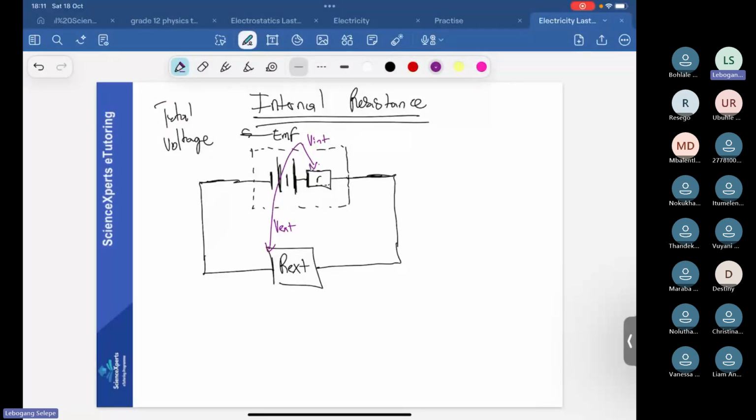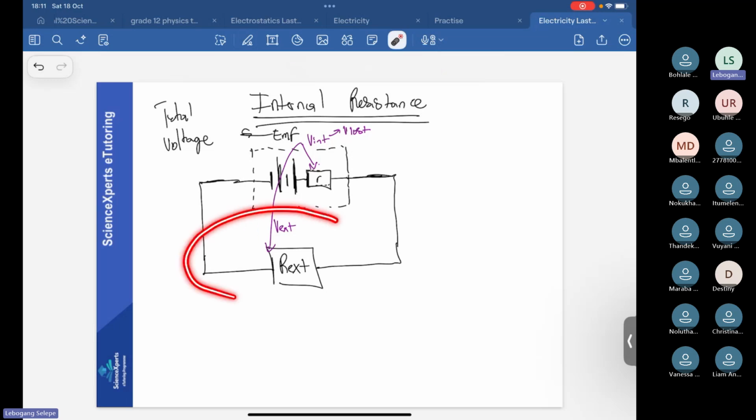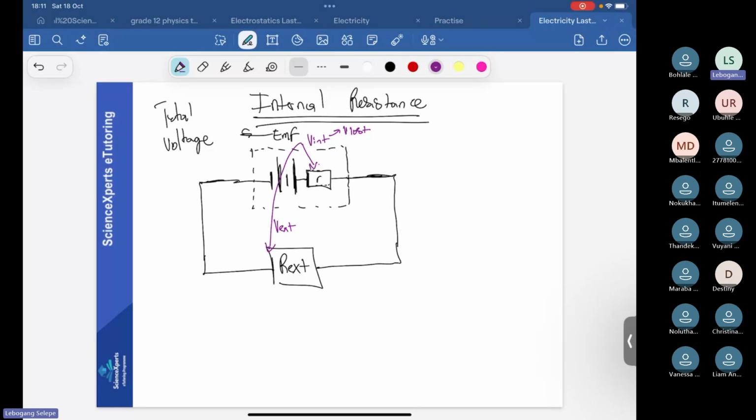So the one that goes to the internal circuit, we call it V loss, right? Because we don't use it, right? Our appliances would use the voltage that goes to the external circuit. Because of this one, it's lost within the battery itself, right? The voltage is used within the battery itself. So it's a loss, right?